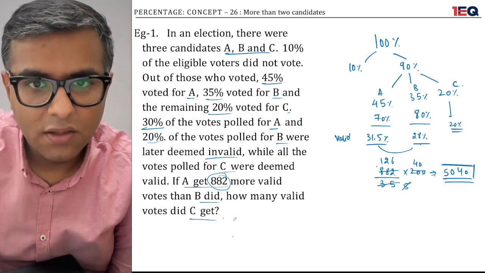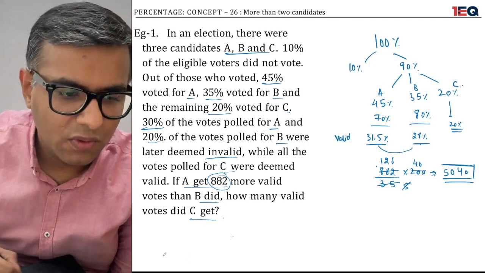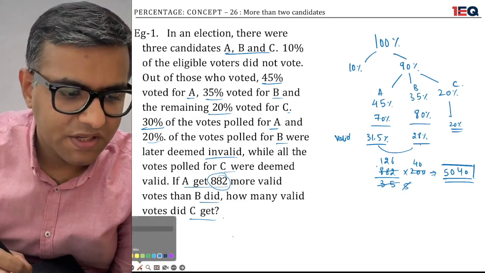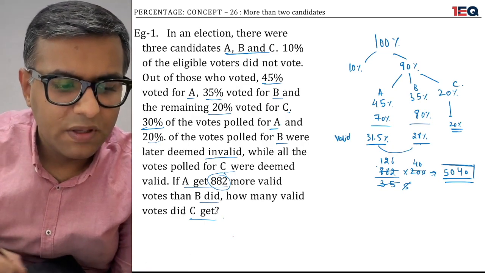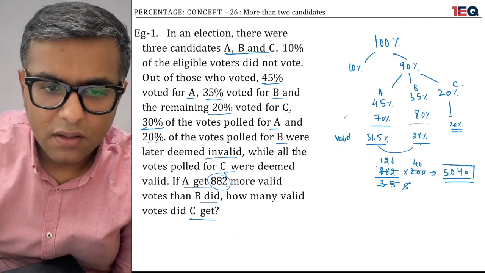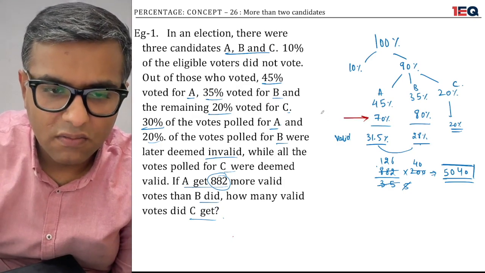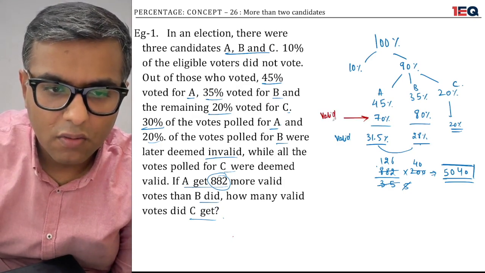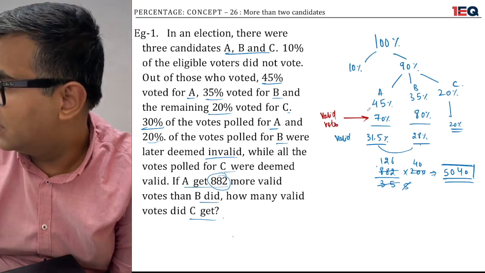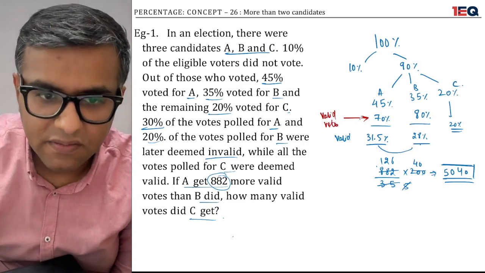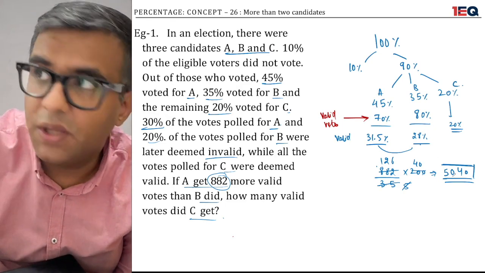Pretty easy. Just try to understand where I come from. The only focal point in this entire question for you would be this point, where these are the valid votes for A and B.